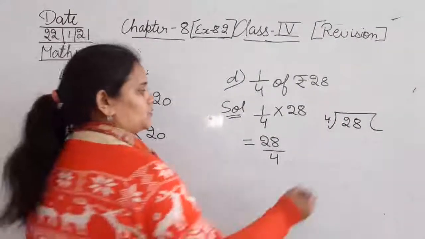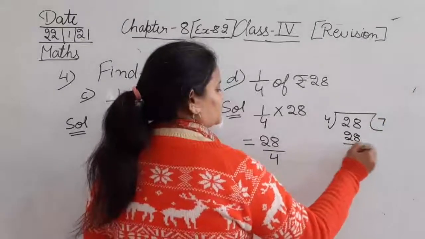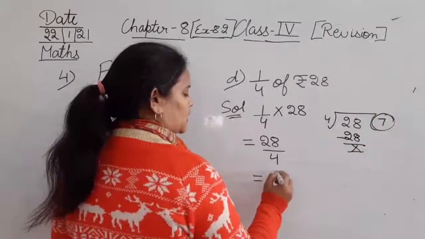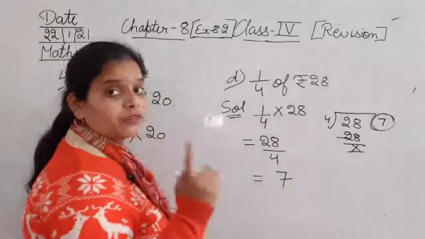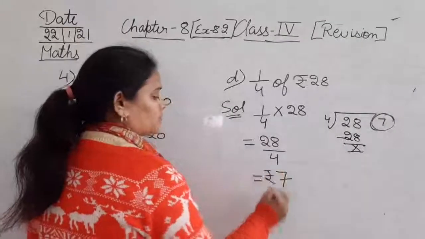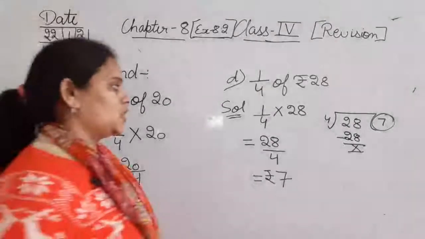4 7s are 28. That means the answer you got is equal to 7. But don't forget to write the rupee sign here. That is rupees 7. Okay, you will write it as rupees 7.